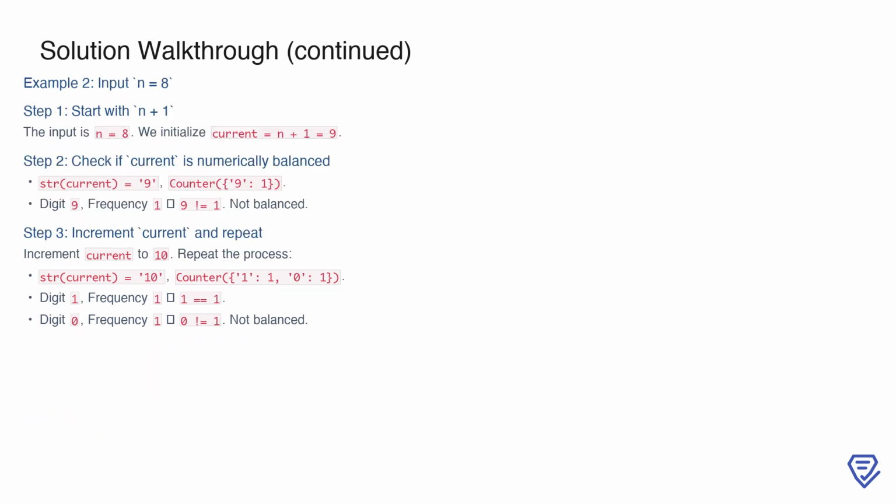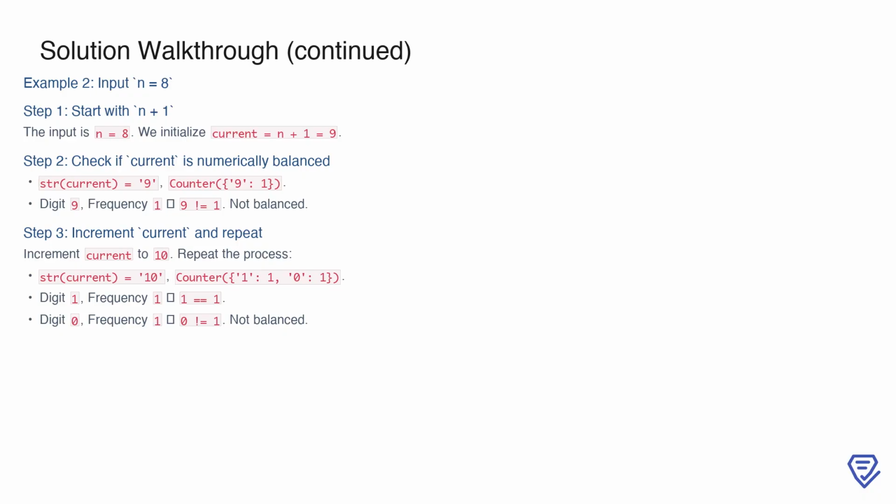Now, let's work through another example where the input is n equals 8. We begin by initializing current as n plus 1, which makes current equals 9. Checking if 9 is numerically balanced, we convert it to a string, resulting in "9", and count the frequency of its digits, giving us 9: 1. The digit 9 has a frequency of 1, and since 9 does not equal 1, it's not numerically balanced. We then increment current to 10 and repeat the process.